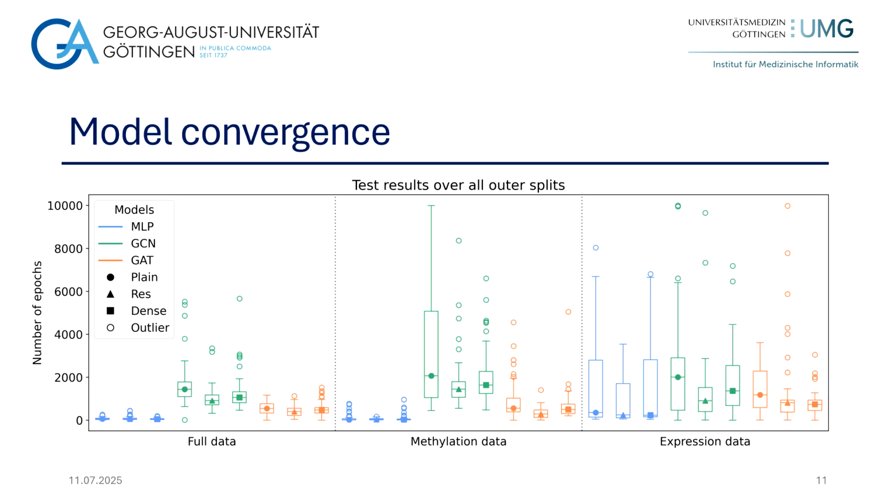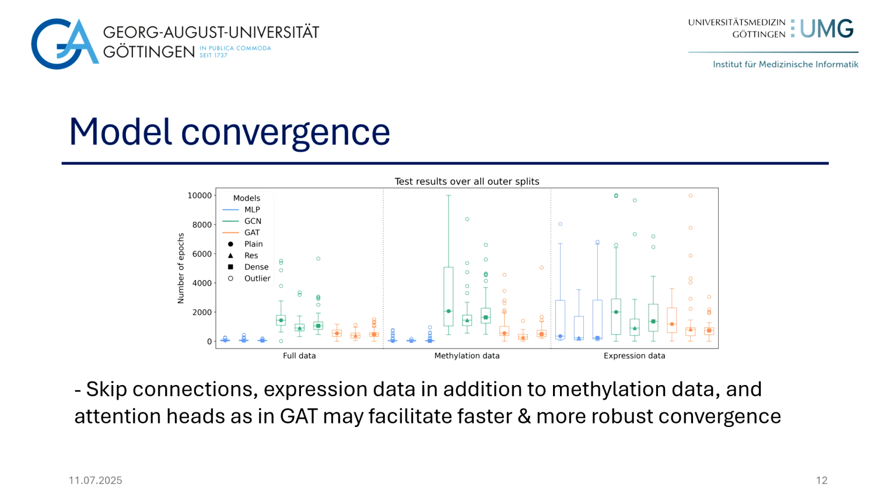Now let's have a look at the model convergence. Here a plot is shown accordingly to the plot before, but now with respect to the number of epochs used for the different models. We can conclude here that the skip connections, but also the expression data in addition to the methylation data, and the attention heads as present in the GAT models may facilitate faster and more robust convergence. Before, we saw that these model variants do not have an advantage regarding the model performance, but here we see that we get an effect in number of epochs when using these model variants.